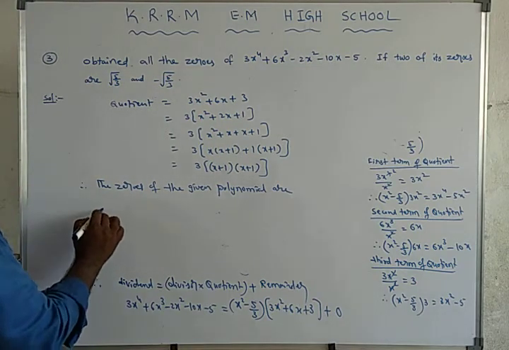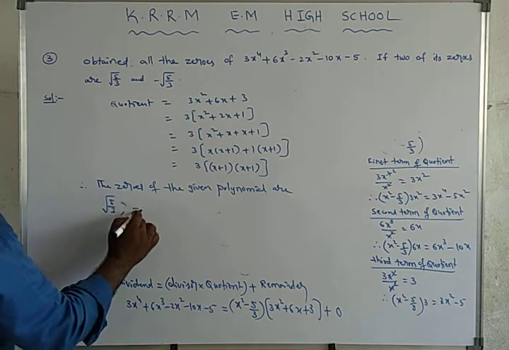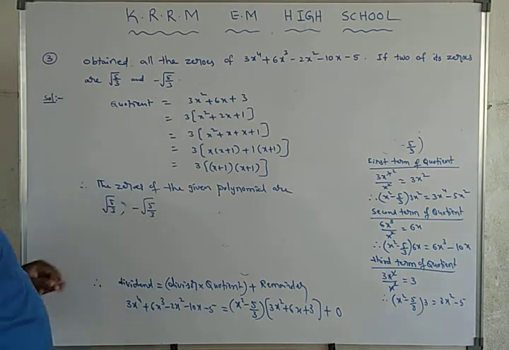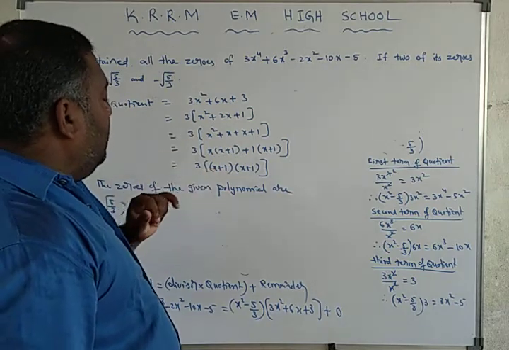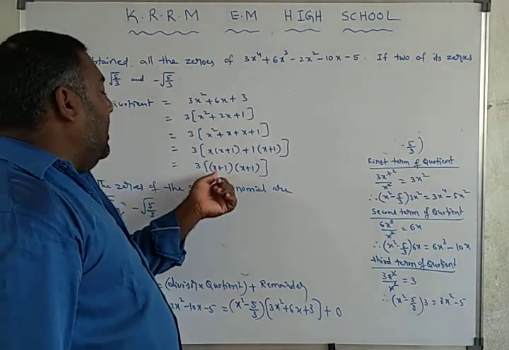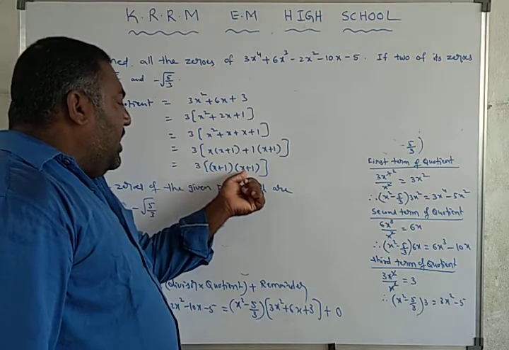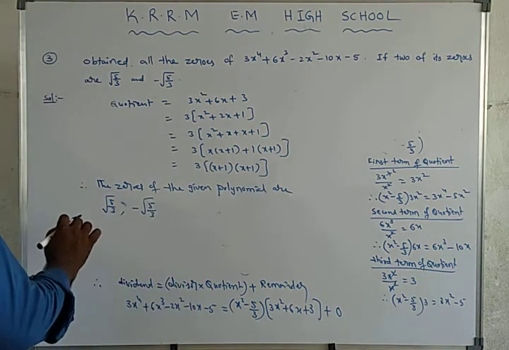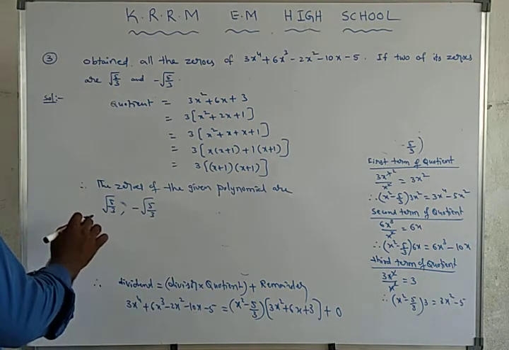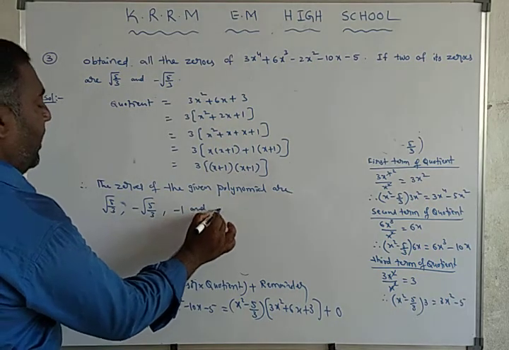first one is root 5 by 3 and minus root 5 by 3. What is the zero of x plus 1? For what value of x is x plus 1 equal to 0? By taking x as minus 1, minus 1 plus 1 is 0. Here also minus 1 plus 1 is 0. So the zeros of the given polynomial are root 5 by 3, minus root 5 by 3, thereafter minus 1 and minus 1.